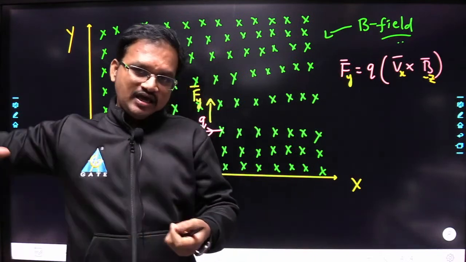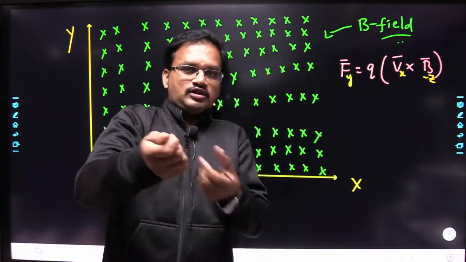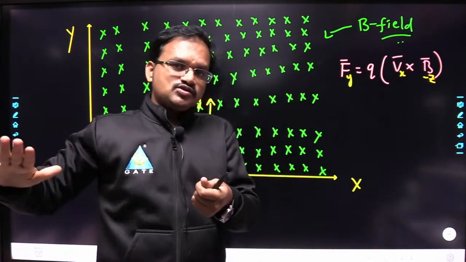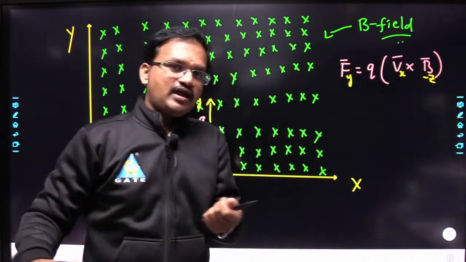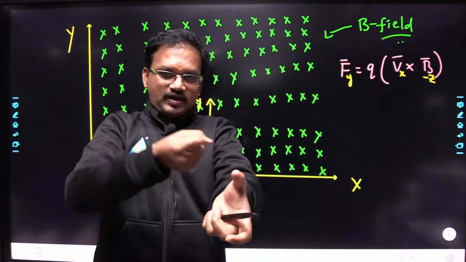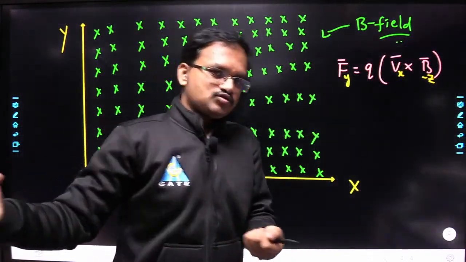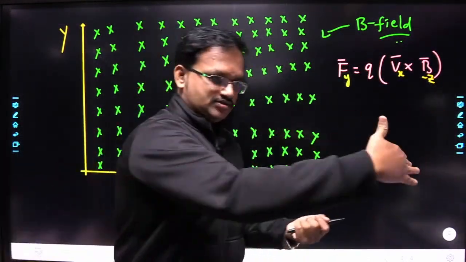Yes or no? Because he is already in motion. So whenever I put some thread and try to pull that person, what will happen? He is going to take a curved path. Whenever it is moving like this, and if I apply a force like this towards me, then what will happen here? He is going to take a curved path like this.